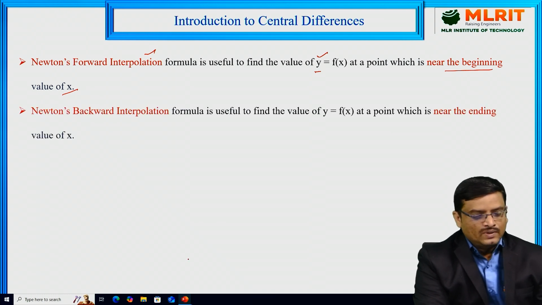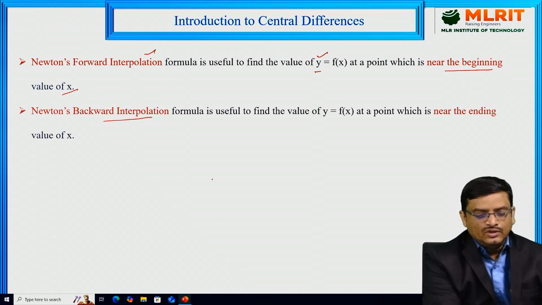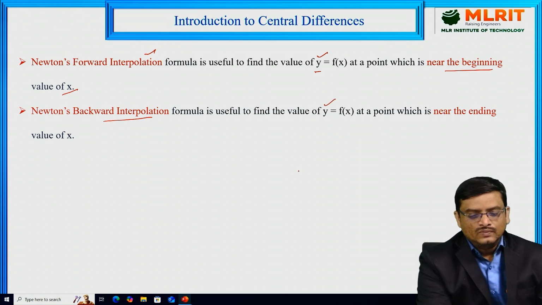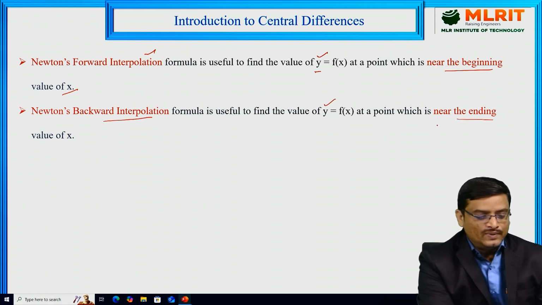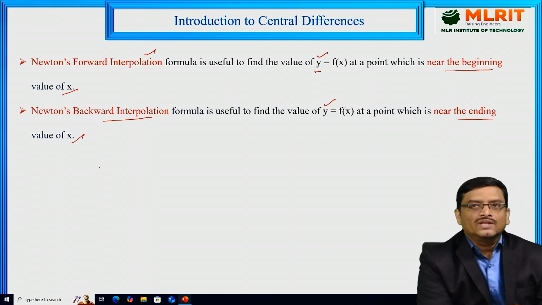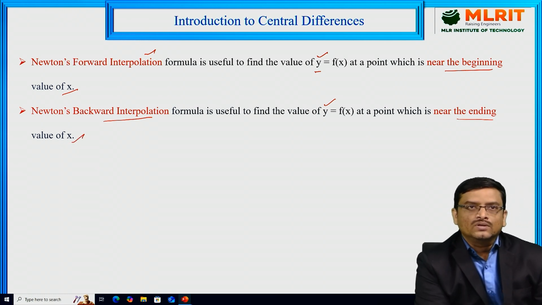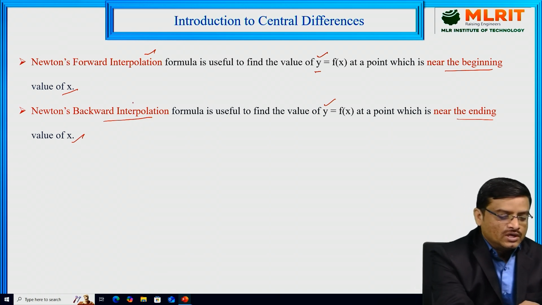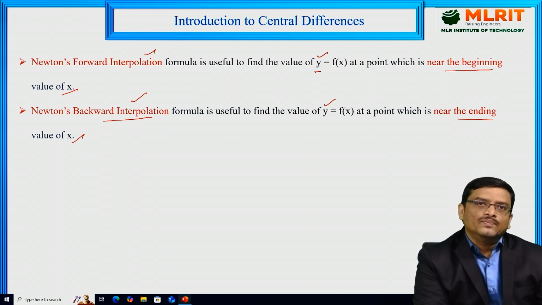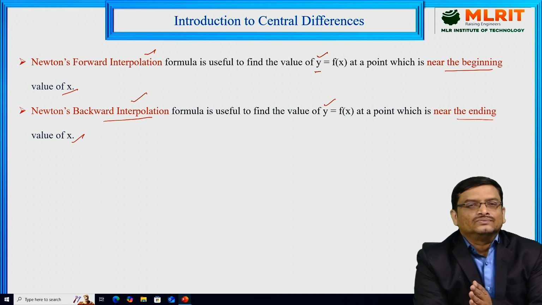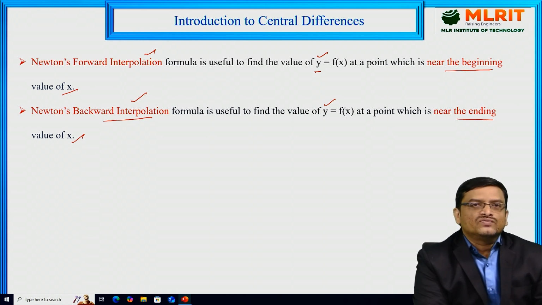And similarly, this Newton's backward interpolation is used to find the value of y at a particular value of x whenever that x lies at the ending of the table. So whenever the given x value lies at the ending of the table, then if you want to find out the value of y, then we can go to the Newton's backward interpolation formula. So now whenever that x lies at the beginning and at the ending, then we have seen Newton's forward interpolation and Newton's backward interpolation here.